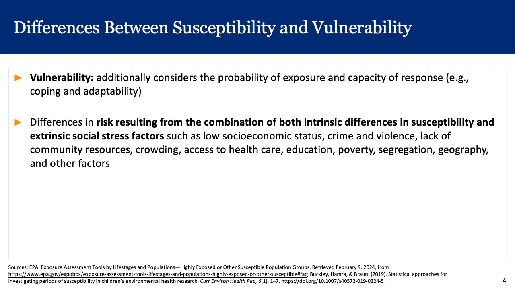The U.S. Environmental Protection Agency defines vulnerability as differences in risk resulting from the combination of both intrinsic differences in susceptibility and extrinsic social stressors, such as low socioeconomic status, crime and violence, lack of community resources, access to healthcare, education, poverty, segregation, geography, and other factors. You can think of it as the capacity to be at an increased risk of being harmed as a result of both intrinsic or biological factors and extrinsic factors, which could be environmental, including the natural environment, the built environment, and social and behavioral factors.